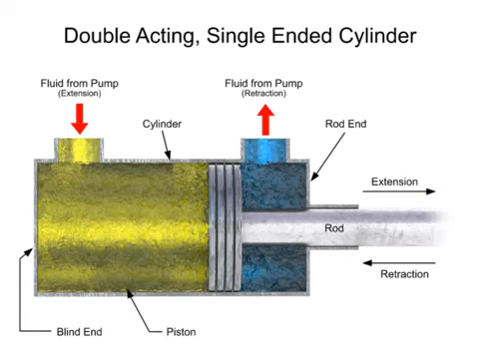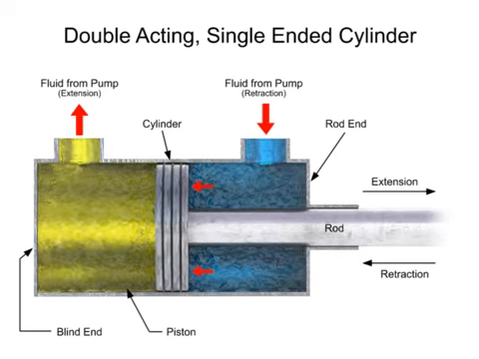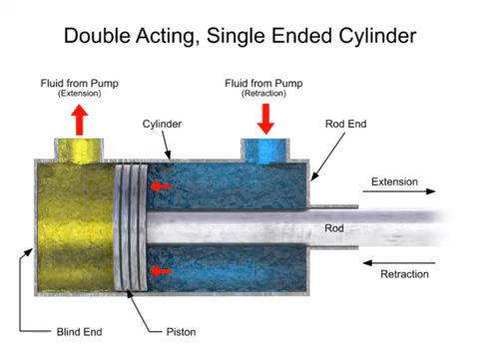When the directional control valve is shifted, it sends fluid into the rod end port, out of the blind end port, and back to the tank. Pressure builds up and generates a force on the other side of the piston, causing the retraction stroke.